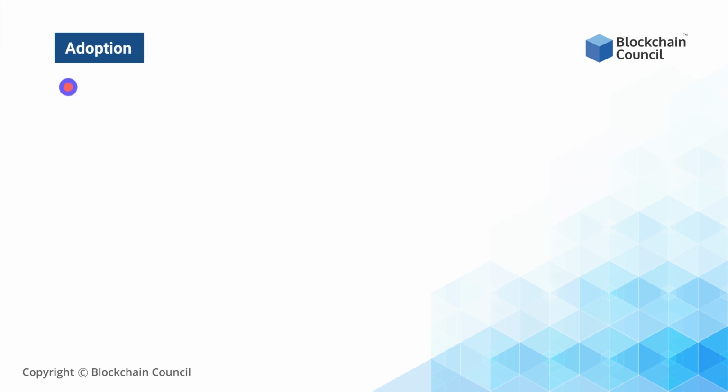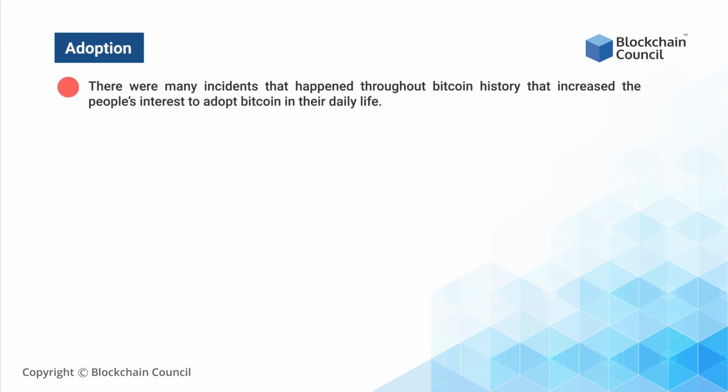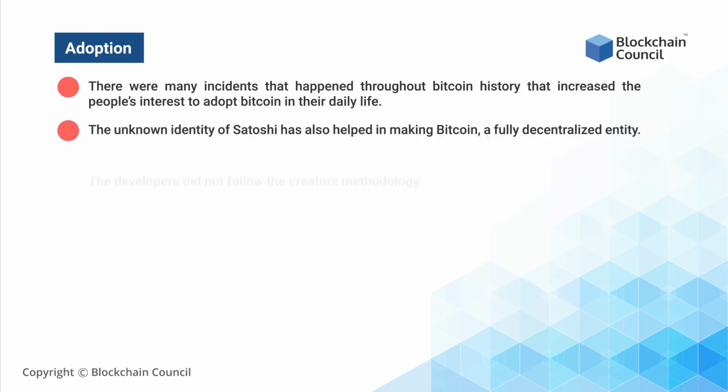There were many incidents throughout Bitcoin history that increased people's interest in adopting Bitcoin in their daily life, which eventually increased cryptocurrency investment. This not only increased cryptocurrency users but also blockchain technology users. The unknown identity of Satoshi has also helped in making Bitcoin a fully decentralized entity. Unlike Ethereum and other blockchains, the developers don't mimic the directions of the creators and proficient leaders. The developers are habituated to their unique way, ultimately making it decentralized.